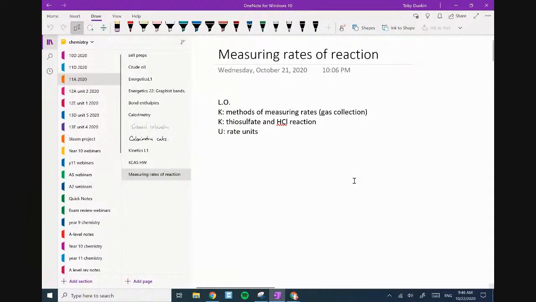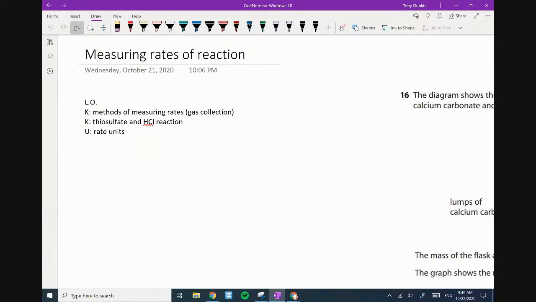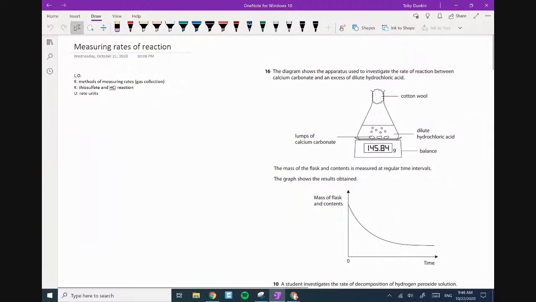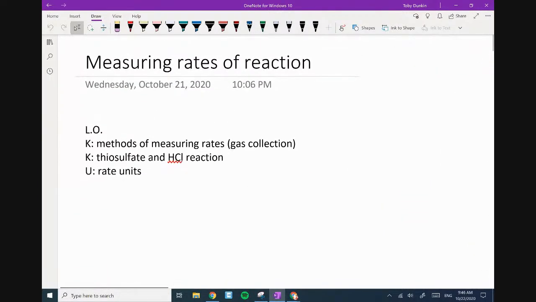Right, guys, today's learning objectives. This is going to be a nice speedy lesson. Today we're looking at measuring rates. You've probably noticed I've got lots of questions set up on the right-hand side. But here's our title for today: measuring rates of reaction. We've got 3 learning objectives today.